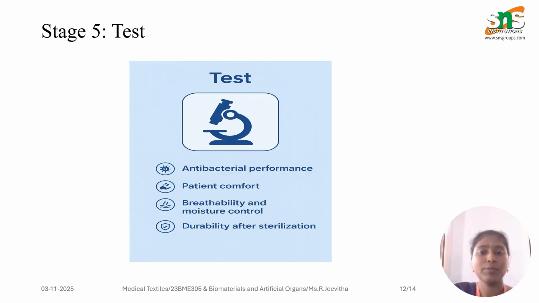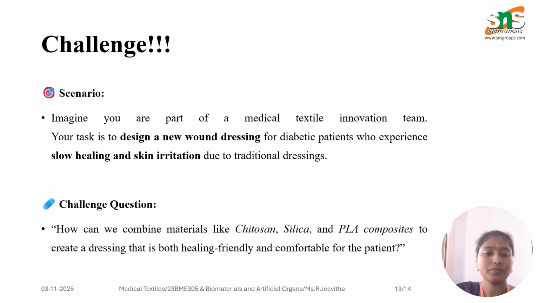After developing our material concept, we enter the test stage. This stage is all about checking how the new textile performs. We test for antibacterial activity, breathability, patient comfort, and durability after sterilization. When we design a new wound dressing, we test in lab simulations or clinical environments to see how effectively it heals and prevents infection, and we realize that testing ensures that every new textile design is safe and reliable before being used in real medical conditions.